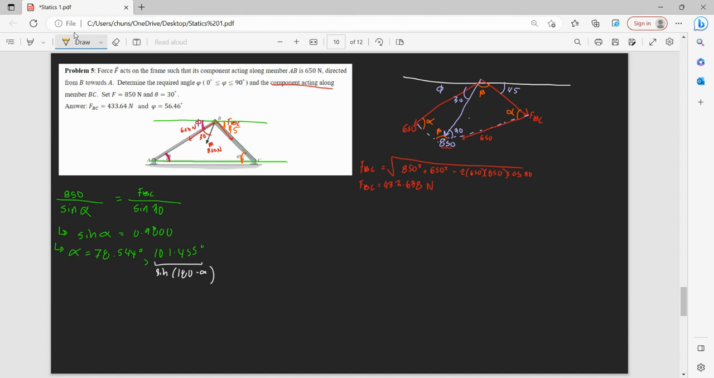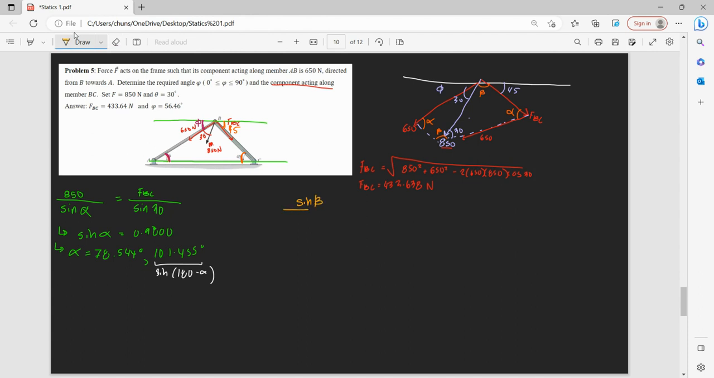So next up, I think we need to find... Yeah, let's see. Okay, so next on our list, we can use sine law. I'm going to actually switch the order around. Use sine law to find our beta.